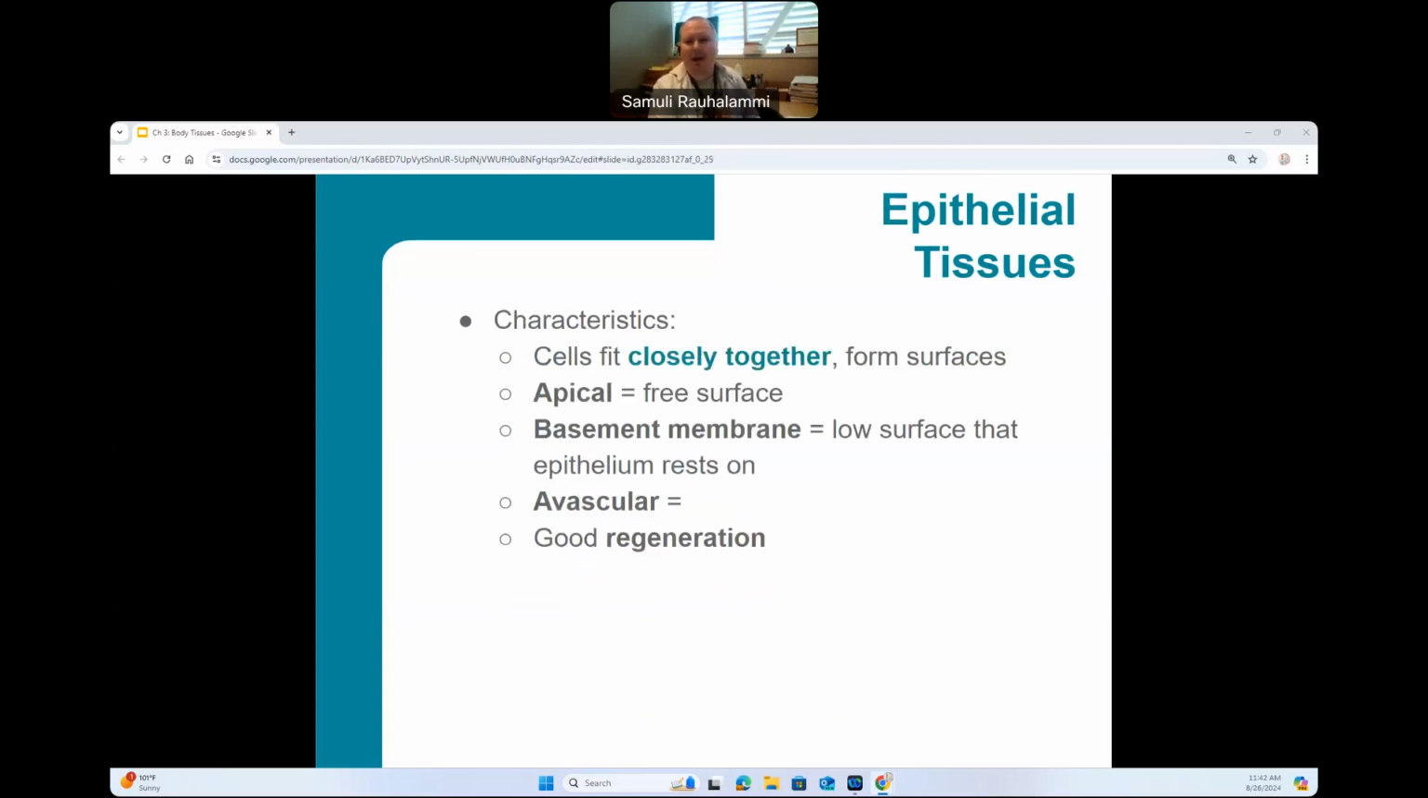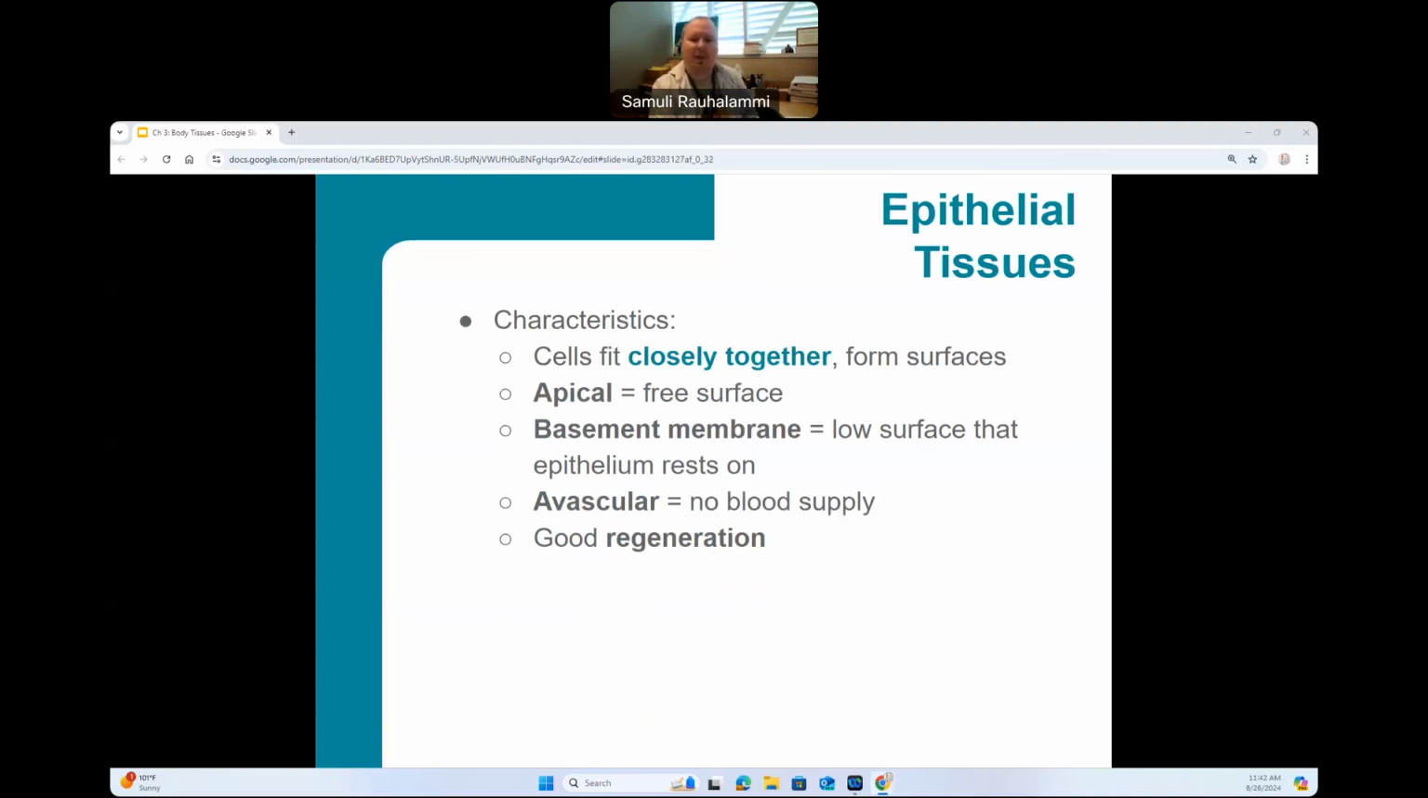So when we talk about epithelial tissues, let's have a look at some of the characteristics. These are cells that fit together very tightly and in this way form surfaces. They typically have an apical surface, which is the free surface at the top. And then we have a basement membrane, which is this kind of structureless material that the cells build up from. You can consider the basement membrane almost like a glue that holds the lowermost layer together. And from that layer, we see those cells arising.